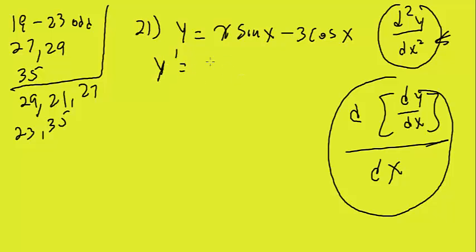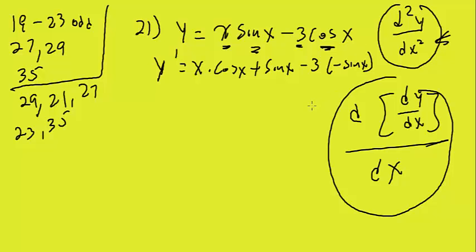Okay, let's take y prime. First times derivative of second, plus second times derivative of the first, minus 3 times derivative of cosine, which is negative sine. Now this is one situation where you're taking a second derivative, and down the road you'll take third and fourth derivatives. When you have to go that far, you should simplify as you go, because it will make your life really easy. Otherwise, you're going to be miserable.